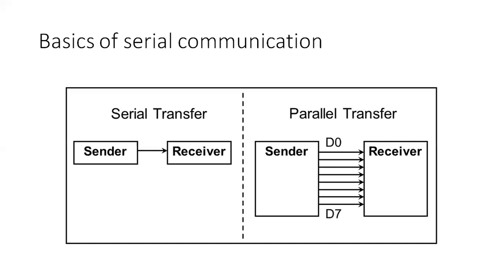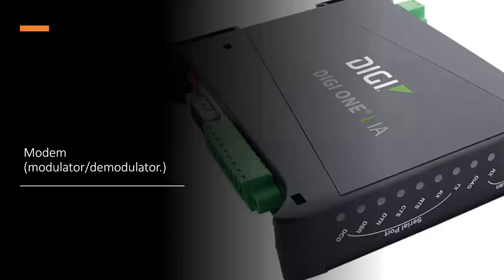The basics of serial communication: you know the difference between serial communication and parallel communication. Already I've explained. Serial communication will be used for longer transmission, and parallel transfer will be used for the shortest distance. There are many advantages and disadvantages for serial and parallel communication. An example of serial communication is the mobile phone, and for parallel communication, the shortest distance, it is the printer, right? Another one is the modem, which is serial communication.